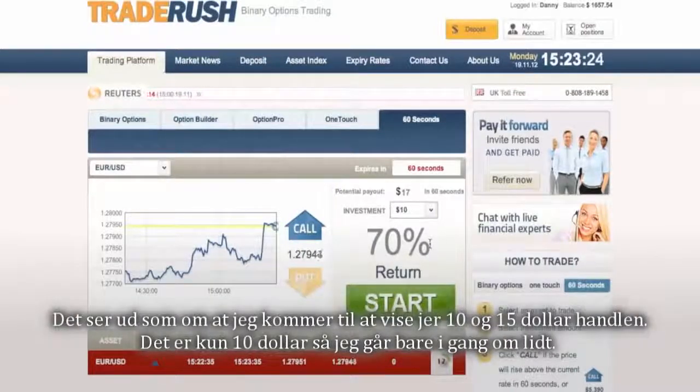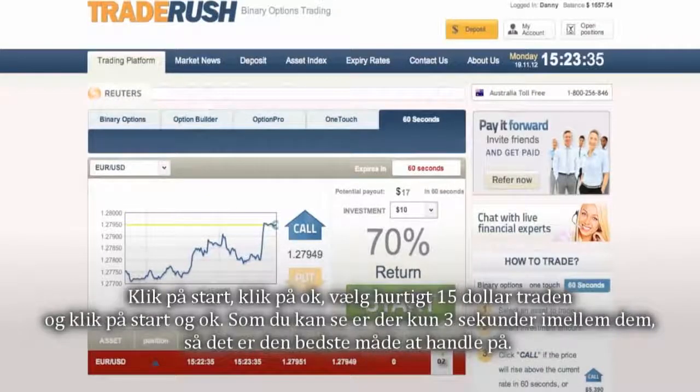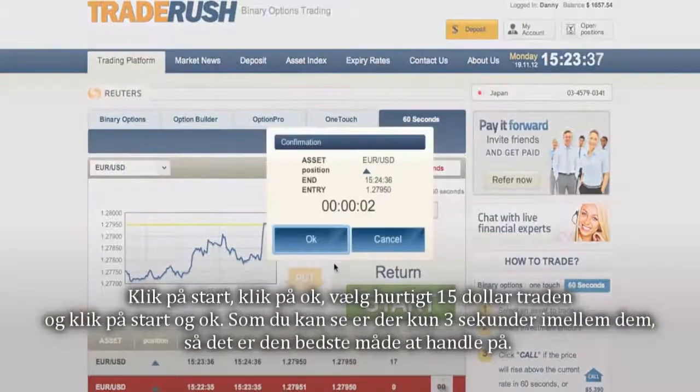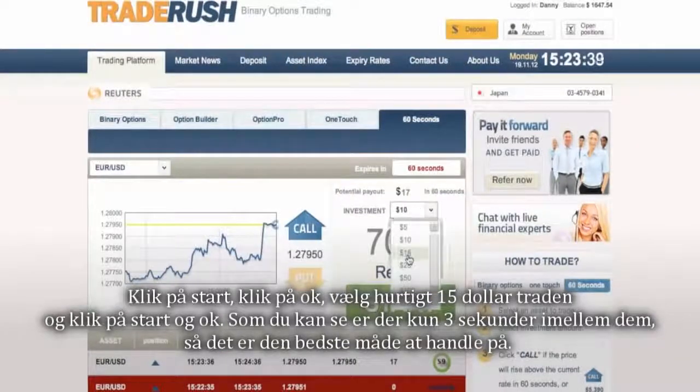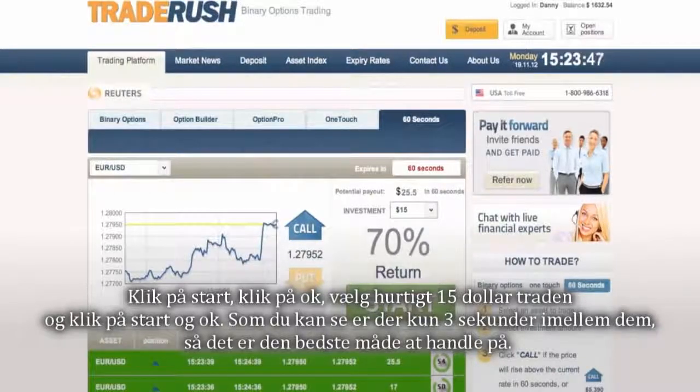As these trades are looking, it looks like I get to show you the $10 and $15 simultaneous trades. It's already at $10, so I'm just going to hit start in a moment. Here we go. Hit start, hit OK, and quickly select the $15 trade as well, and hit start and approve as well. Now, as you see, they are only about 3 seconds apart, so that is the good way of trading. Make sure they are not too far apart from each other.